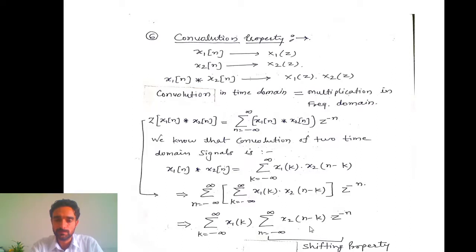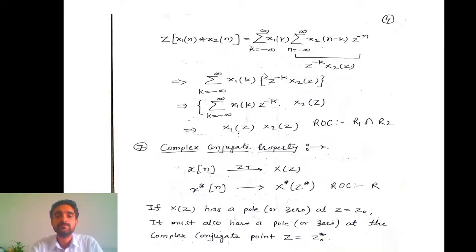Okay, this is the shifting property, shifted by k points. So what is the answer of this term? X of z multiplied by z to the power minus k. So finally, z to the power minus k, X of z, the shifting property is there, x1 of k. Okay, now x1 of k multiplied by z to the power minus k, take it outside the summation, X of z. So the z transform of this x1 of k is x1 of k multiplied by z to the power minus k.